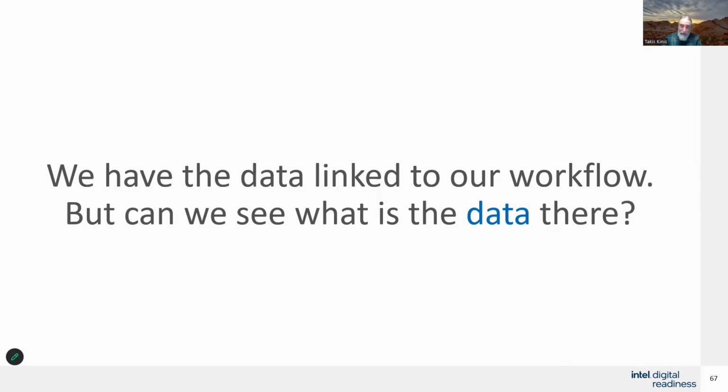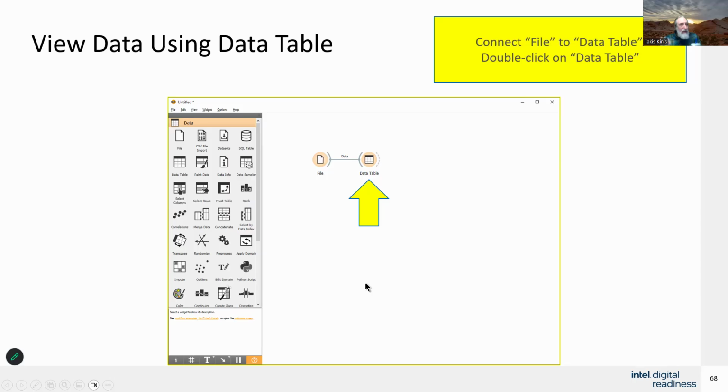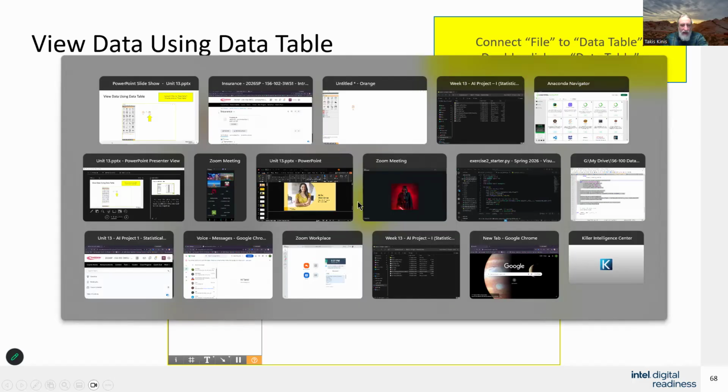Now, we're working with no code tools, and this is an important conceptual, let's call it definition thing. Really, what we're building when we're doing these no code things is there's connections and data flows through. So we call this a workflow, right? And it says, but can we see the data? And so what we're going to do is connect file to a data table, and then double click that data table. So let's go back to the canvas and do that.